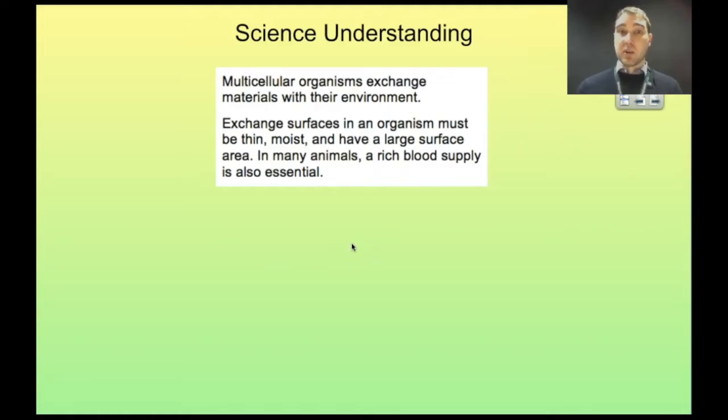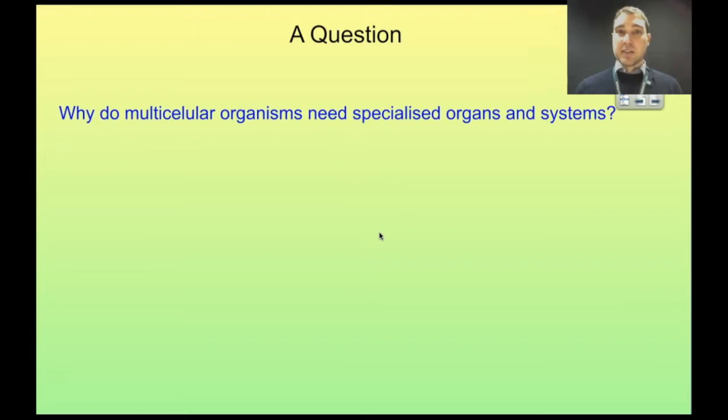So the science understandings we're going to look at: multicellular organisms exchange materials with their environment, and exchange surfaces in an organism must be thin, moist, and have a large surface area, and in animals have a rich blood supply. So we've had a look at how cells make up tissues, tissues make up organs, and organs make up systems. The question is, why do we bother having organs and systems?